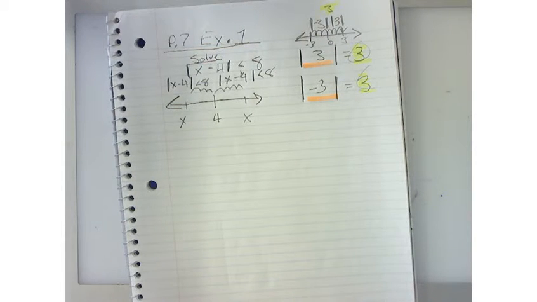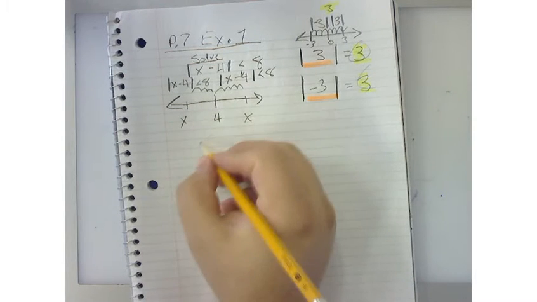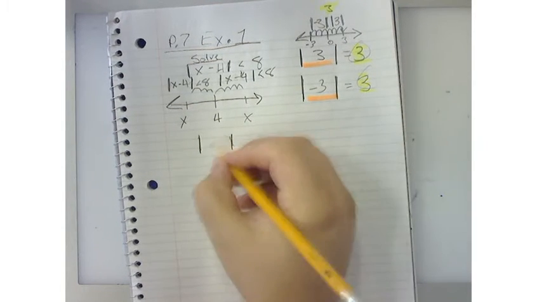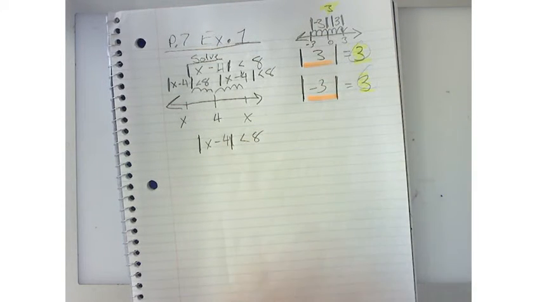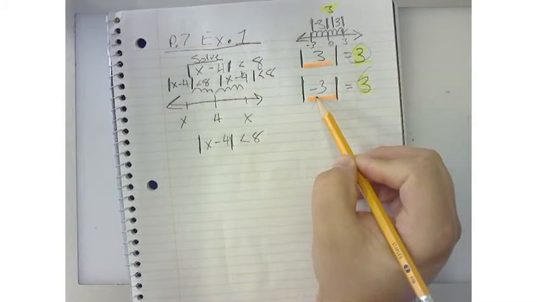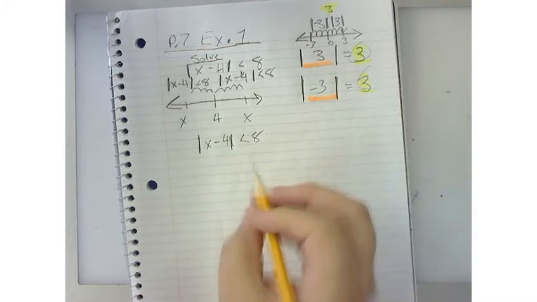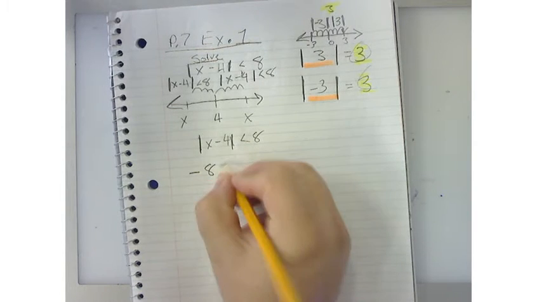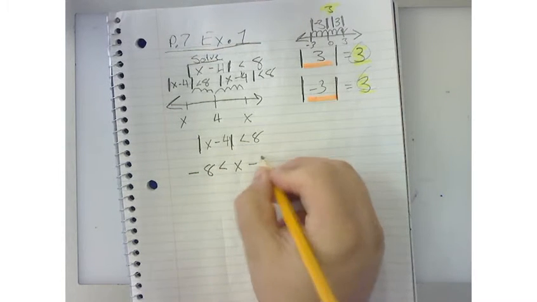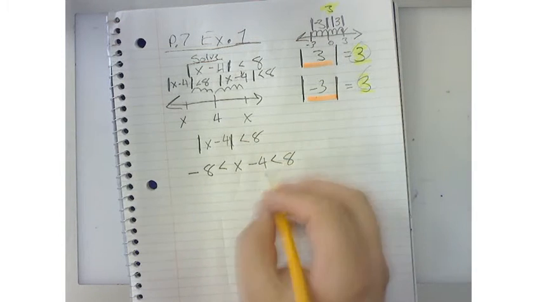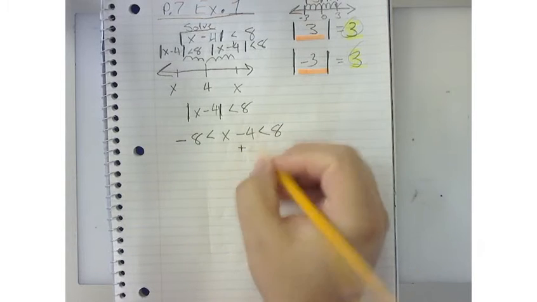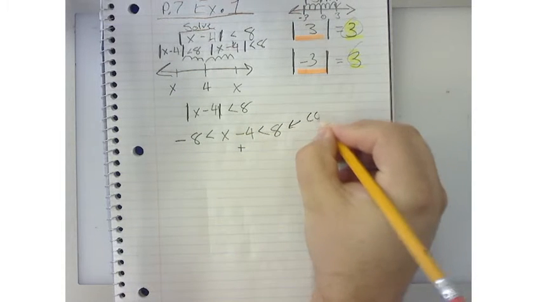So to solve something like this, it's not that hard. If I have the absolute value of x minus 4 is less than 8, I have to consider both the positive possibility and the negative possibility. In other words, I want to say -8 less than x minus 4 less than 8. And that addresses both issues, right? So now I solve this just like I would a regular inequality. We call this a compound inequality because it's like 2 things.